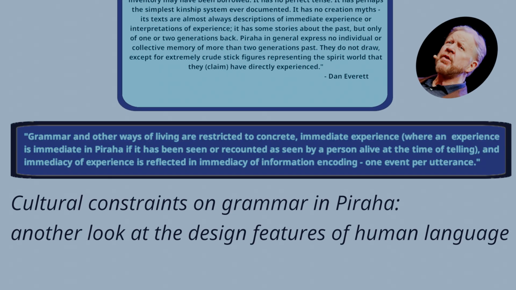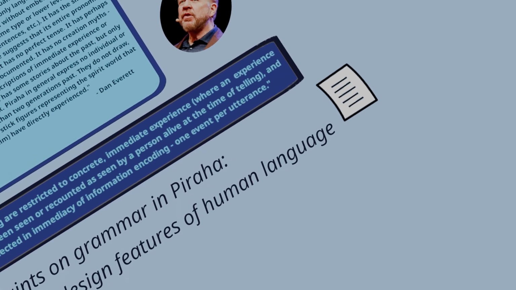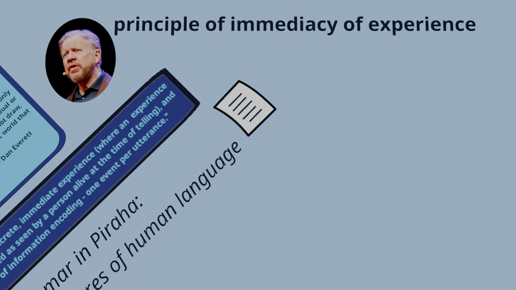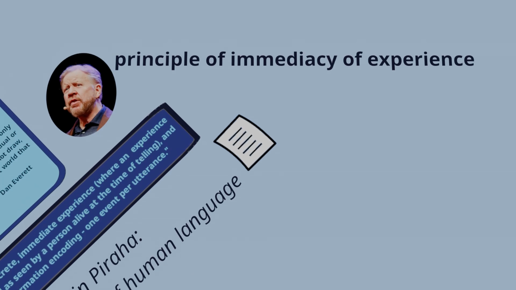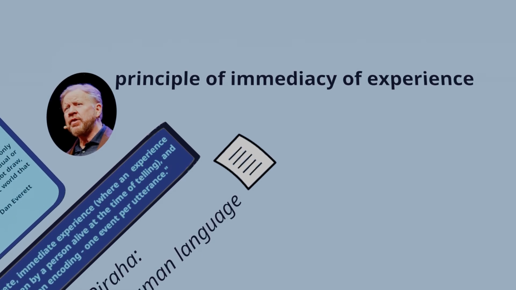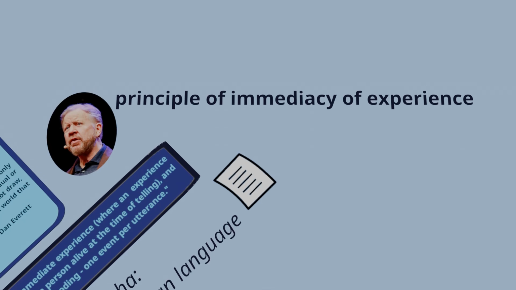Quote, grammar and other ways of living are restricted to concrete, immediate experience, where an experience is immediate in Pirahã if it has been seen or recounted as seen by a person alive at the time of telling. And immediacy of experience is reflected in immediacy of information encoding, one event per utterance. That's the core idea of his paper. Everett calls it the principle of immediacy of experience. The Pirahã culture values immediate experience, and that cultural feature is why their language is structured the way it is, why they don't have numbers, and so on.